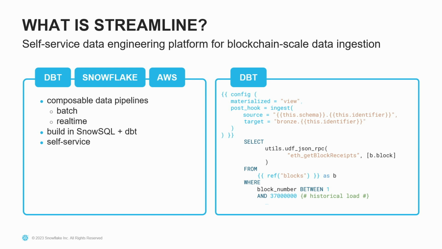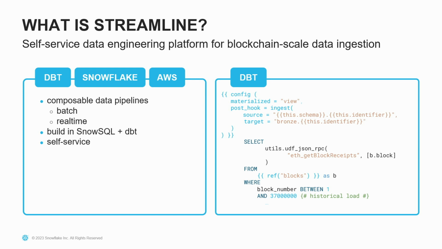It's just standard SQL. We've written a simple select statement to declare the data that we want to ingest. We have a where clause, and we say we want to ingest and get all the block receipts from blocks 1 through 37 million. And the only thing that's different compared to a normal DBT model is the addition of a post hook. In that post hook, we've defined a custom external UDF that declares what the ingestion should be. It says, this model is the source, and we want it delivered in this bronze table as a target.